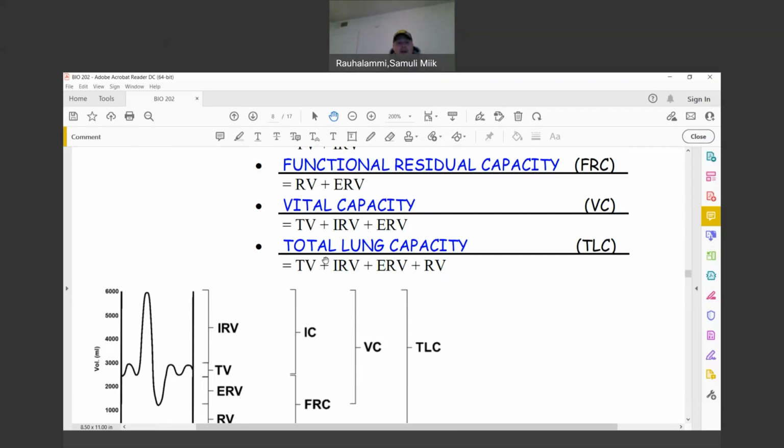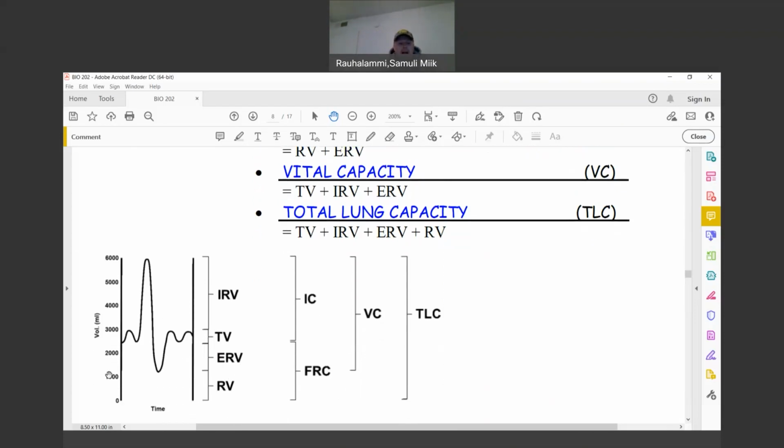The next measure is going to be our vital capacity. Vital capacity is calculated by adding together the tidal volume, normal breathing rate, IRV, the extra that we can breathe in, and ERV, the extra that we can breathe out. So TV, IRV, and ERV added together gives us our vital capacity. And of course, if we want to make sense of the total lung capacity, we just add all of the volumes together: our tidal volume, our inspiratory reserve volume, our expiratory reserve volume, and our residual volume. So that gives us our total lung capacity.